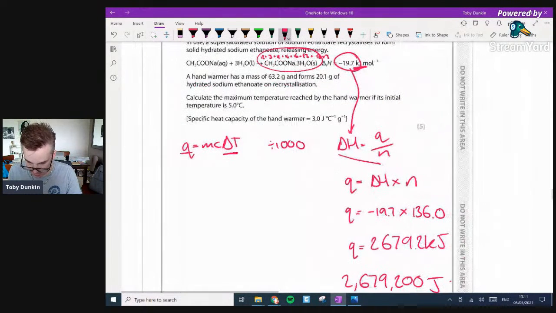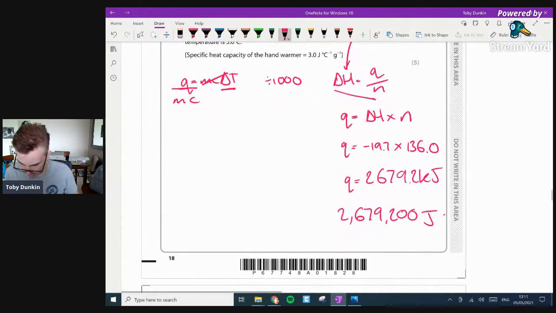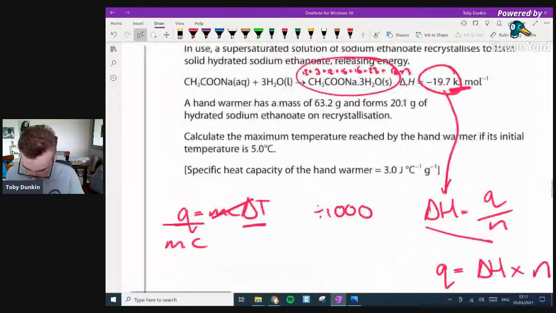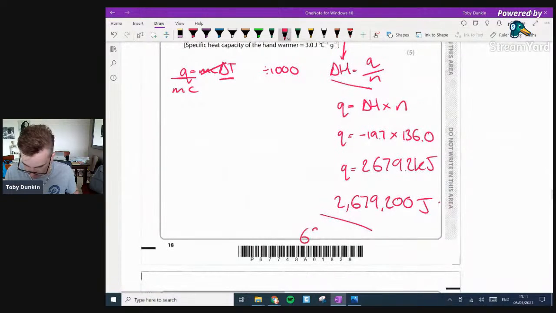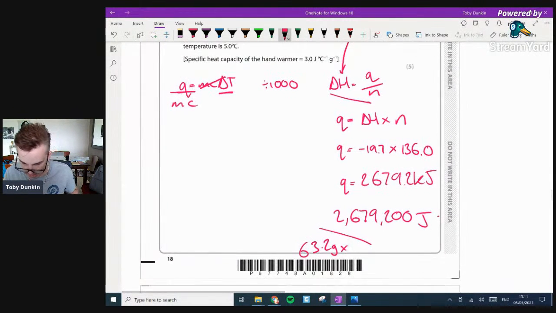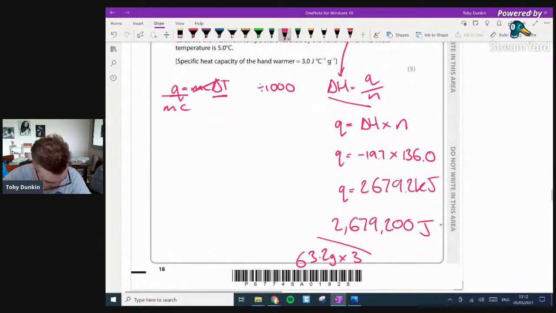I can now work out the temperature. So I can now go, Q is 2.6, it's nearly 7 million joules. And then we want delta T, so divided by M times C. So that divided by the mass, that a hand warmer has a mass of 63.2 grams multiplied by the heat capacity of the hand warmer is 3. So divided by brackets 63.2 times by 3. Go! So I now have a delta T of 14,000 degrees Celsius. Okay, I've made a mistake somewhere.